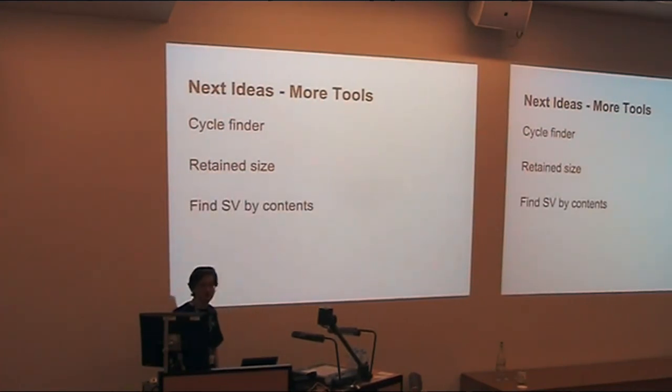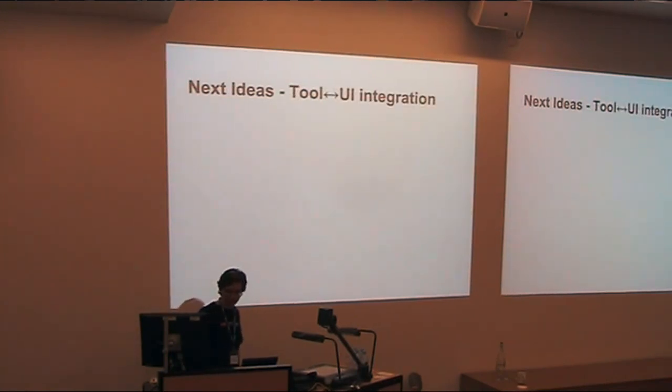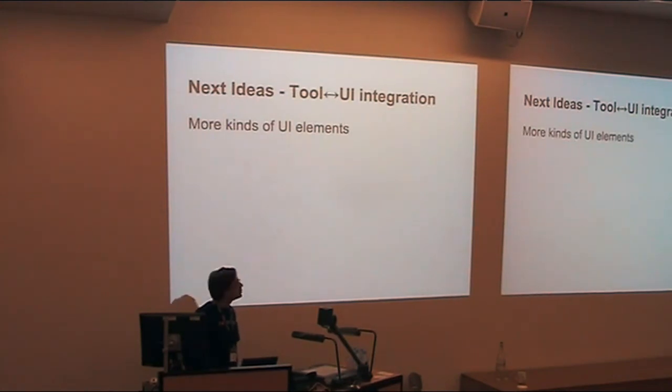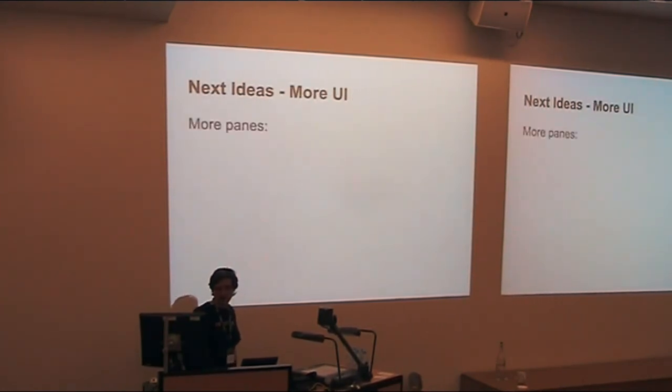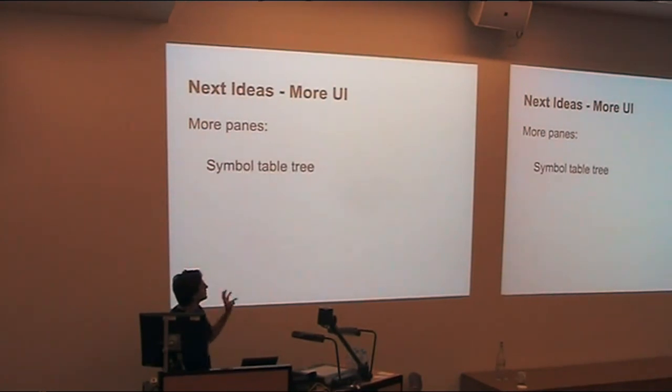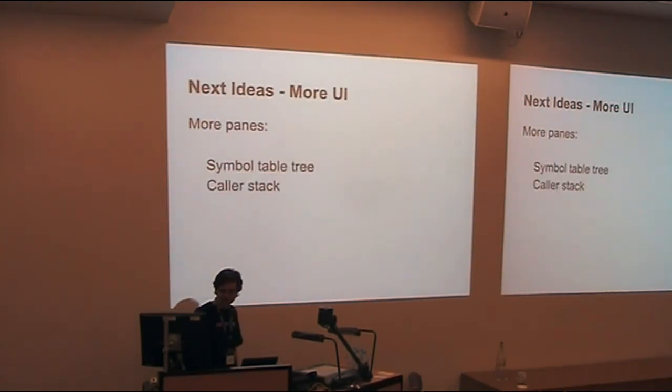I want to be able to find SVs by their content. I can say, hey, I know there's a string around with this name in it somewhere, please find it for me. I also want to do some more UI integration, more fancy UI there. I want to do some SV filtering, because obviously that's a huge list and it's very hard to navigate. And finally, I want to add other panes to the UI. I want to have a symbol table tree, that'd be quite useful. I want to add a view of the caller stack, because currently there's no visibility of the caller stack on the UI.